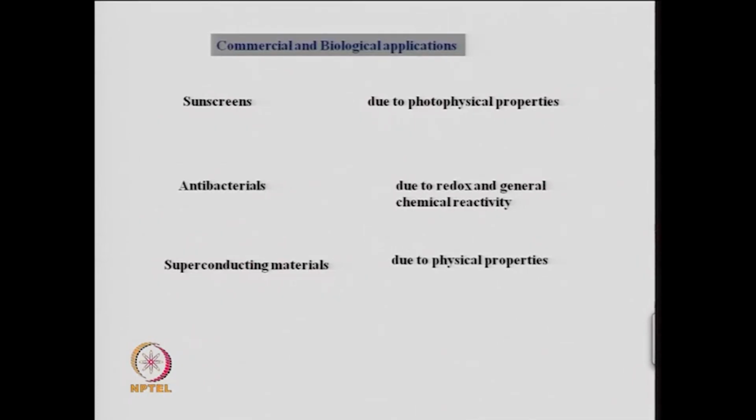These are some commercial and biological applications, like sunscreens, which is due to the photophysical properties of fullerenes. They are used as antibacterials due to their chemical reactivity and redox properties, and superconducting properties, like in the alkali metal doped fullerides like K3C60 or Rb3C60, which show superconducting properties.